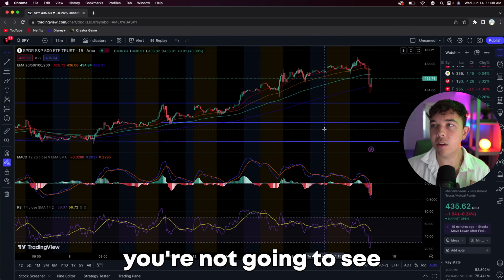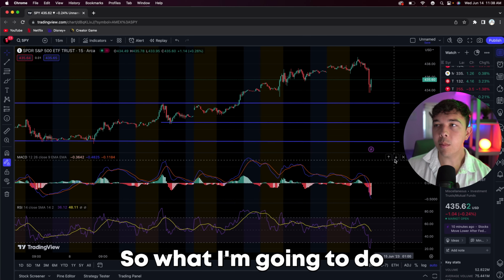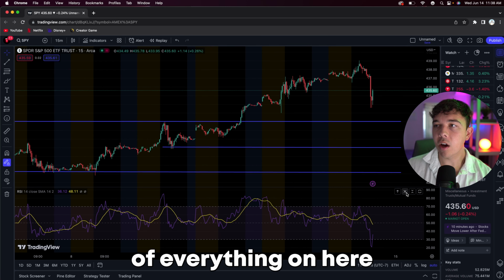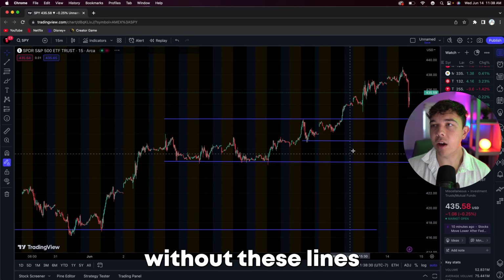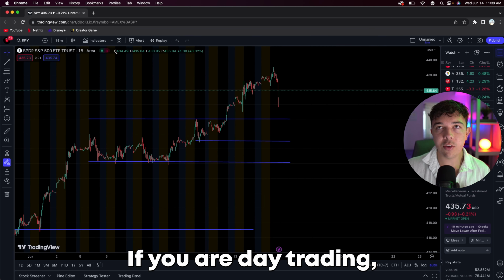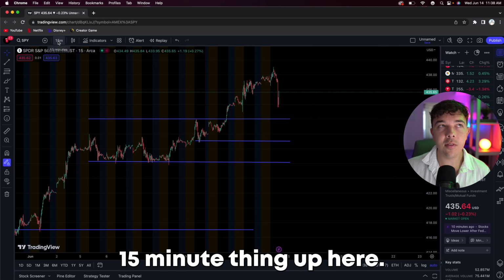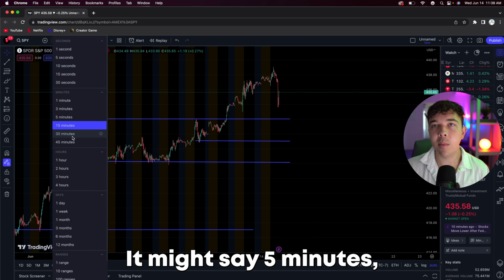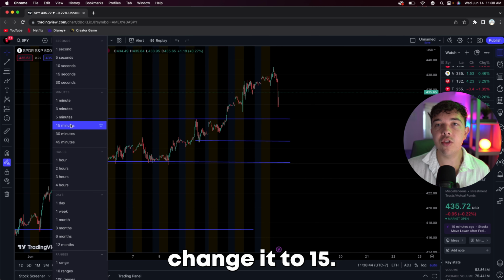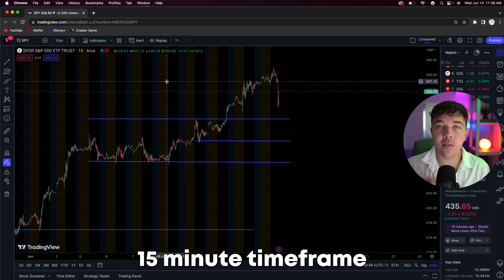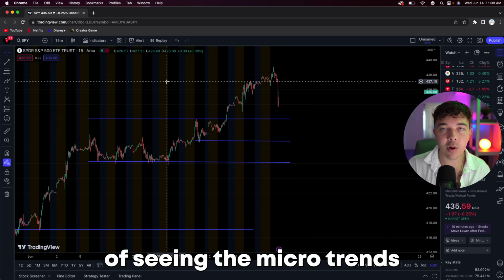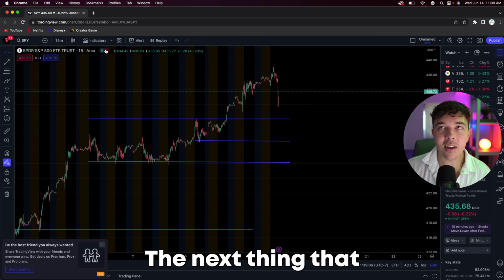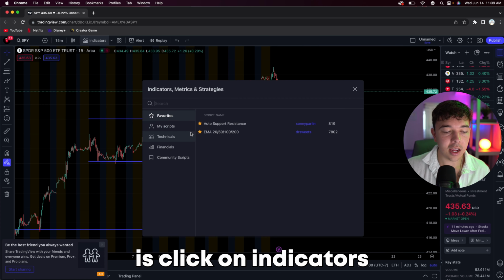However, you're not going to see all of these lines. So what I'm going to do is get rid of everything on here except for the support and resistances, so you'll be able to see this without these lines right here. If you are day trading, what you're going to do is click this 15-minute thing up here. It might say 5 minutes, it might say 30 minutes. You're going to change it to 15. We use the 15-minute time frame because it gives us a good balance of seeing the micro trends as well as the macro trends.